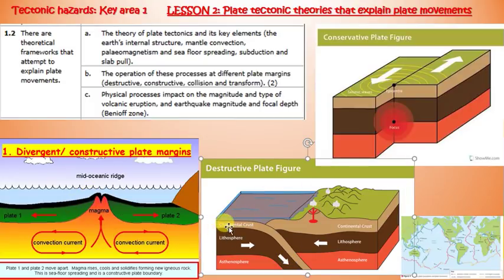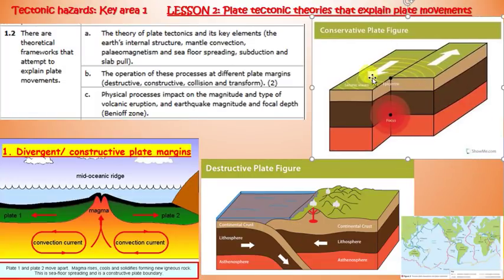Destructive, where one plate subducts under another plate, is where we get our higher magnitude earthquakes and more explosive volcanoes, like on the Pacific Ring of Fire. And at the conservative plate boundary, where plates are sliding past each other, we get medium to high magnitude earthquakes, but no volcanoes. That's important. The reason we get medium to high magnitude earthquakes is because the earthquakes' focus tends to be really shallow, so it tends to be nearer the surface.